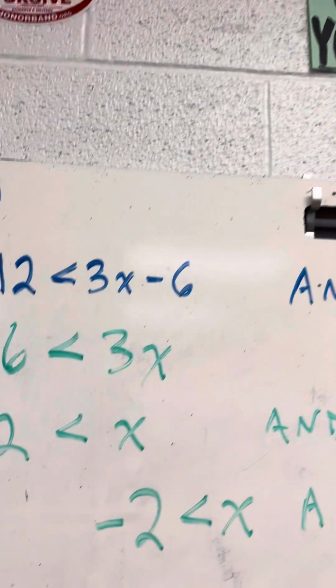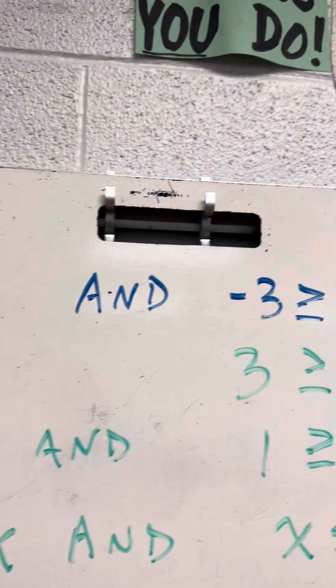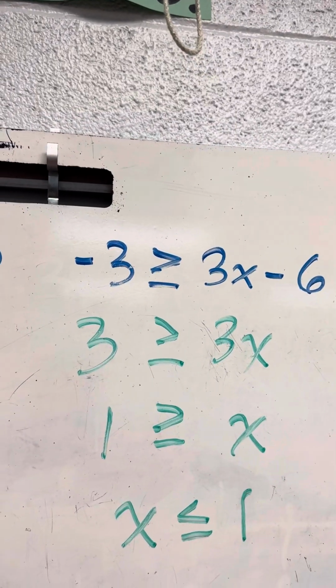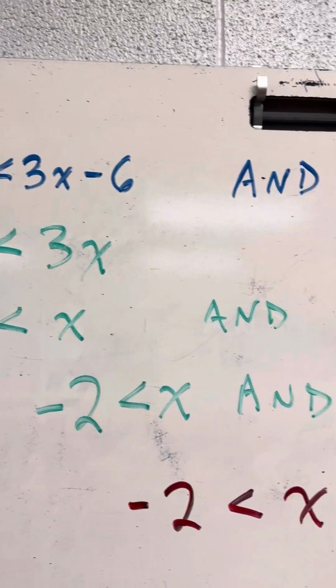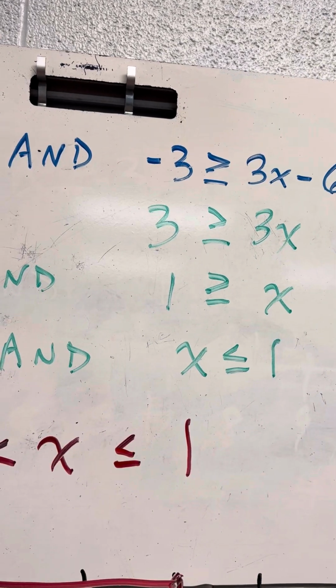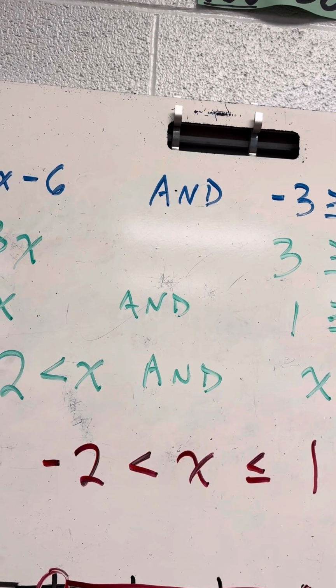Now, because this one is already in a less than statement, we're going to have to flip this one around and say x is less than or equal to 1. So just like we did before, we're going to say negative 2 is less than x. And then x is less than or equal to 1. So negative 2 less than x less than or equal to 1.